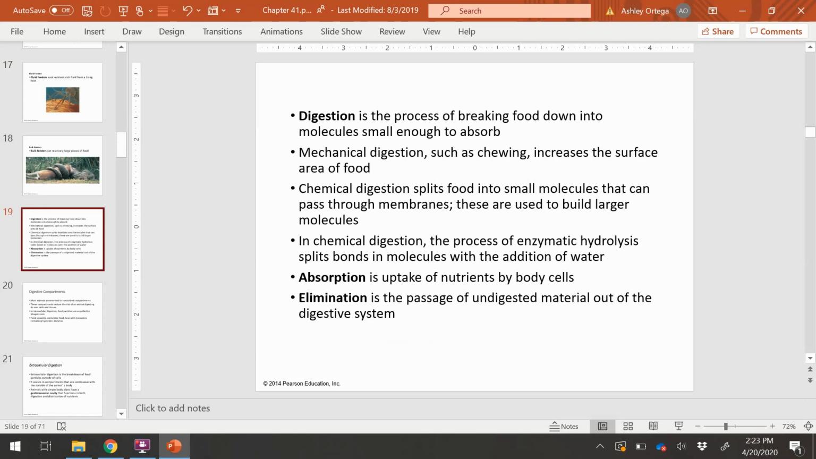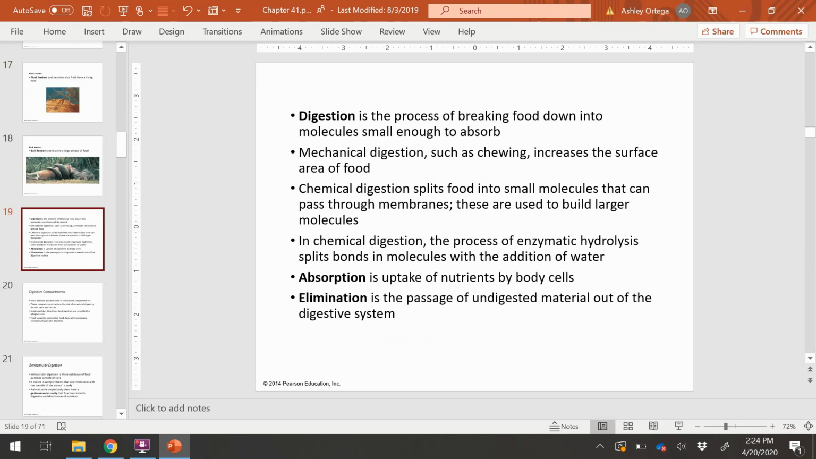And so here it shows you the physical description of the stages. Digestion is a process of breaking food down into molecules that will be small enough to absorb. So in digestion, there's a kind of subdivision. Mechanical digestion is a physical process of breaking apart food to increase the surface area of the food. Chemical digestion is going to be splitting those molecules small enough so that they can pass into the cell. And so that is going to be chemical digestion, where that molecule of food is small enough that it can enter a cell.